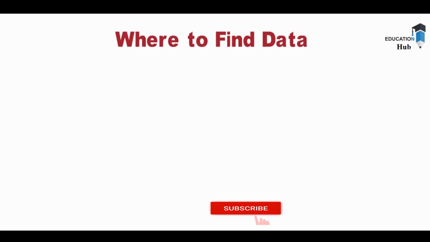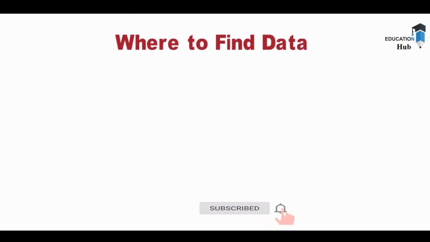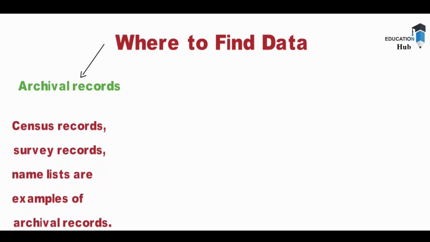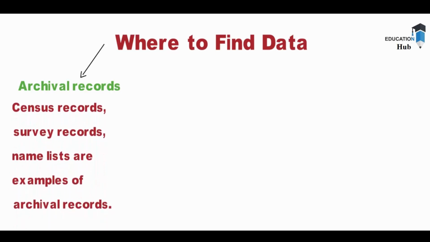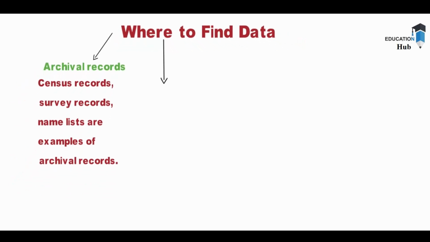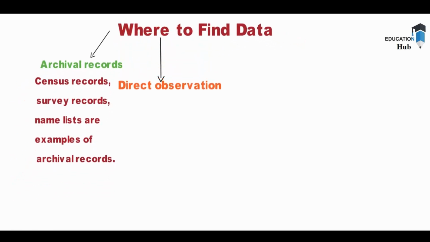Where to find data for case study? There are a number of different sources and methods that researchers can use to gather information about an individual or group. The 6 major sources that have been identified by researchers are: 1. Archival records. Census records, survey records, and name lists are examples of archival records.